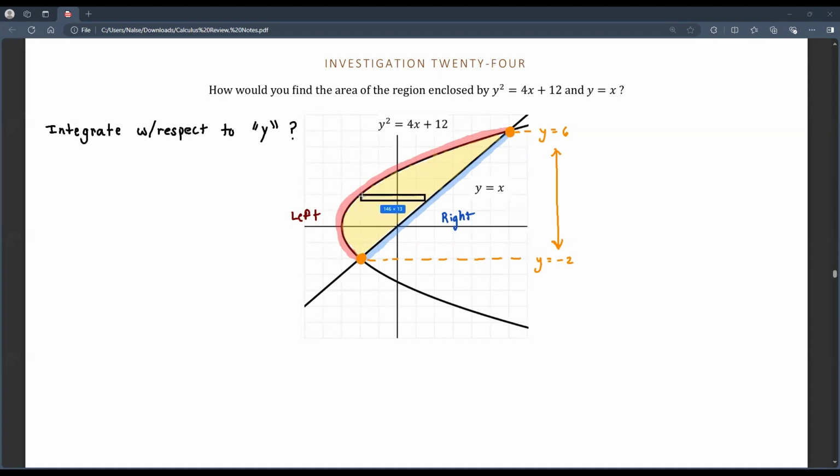Integration with respect to y leads to rectangles with a vertical base of dy and a horizontal length that is the distance between the right and left sides. We will want to solve each equation for x so that we have a way to find these lengths at any value of y. The setup of the integral should show that we are subtracting the leftmost function from the rightmost function.